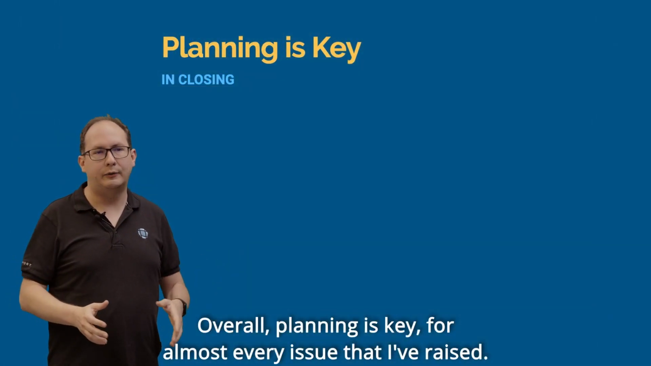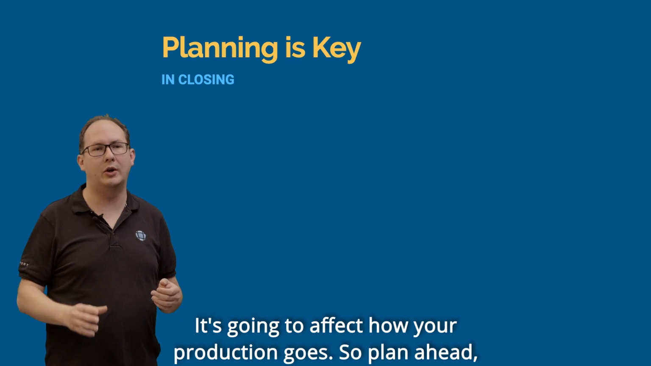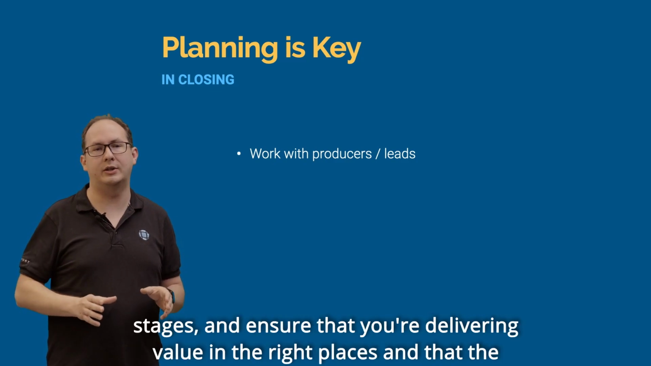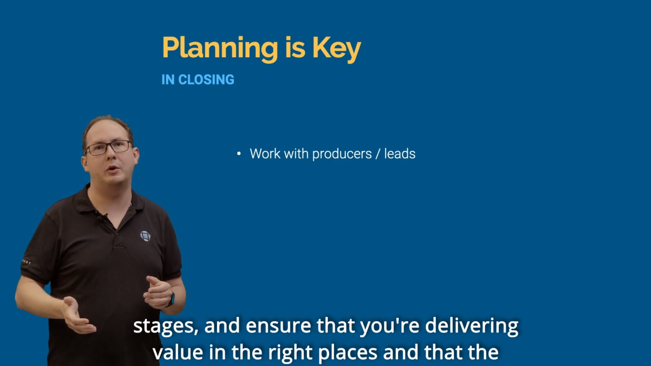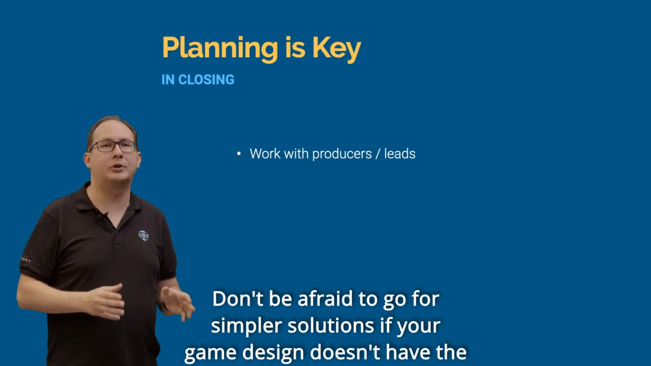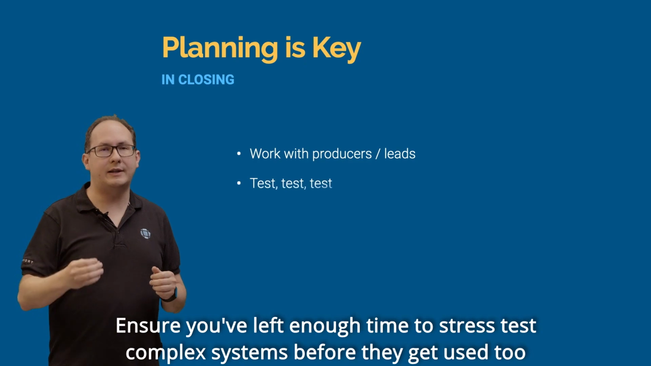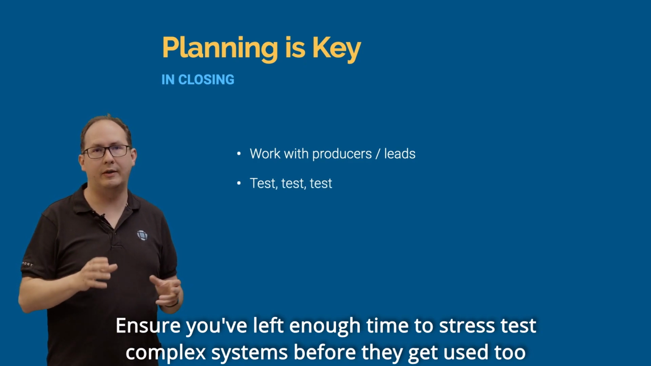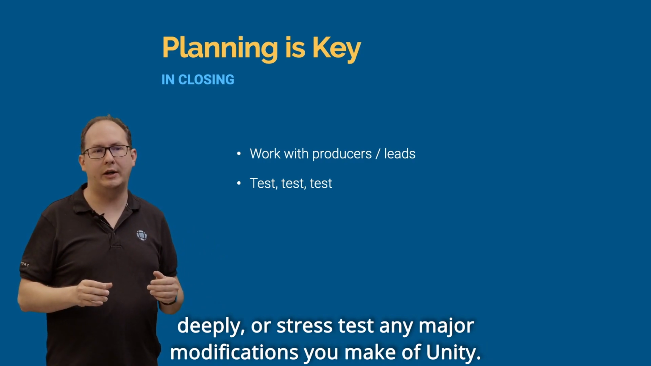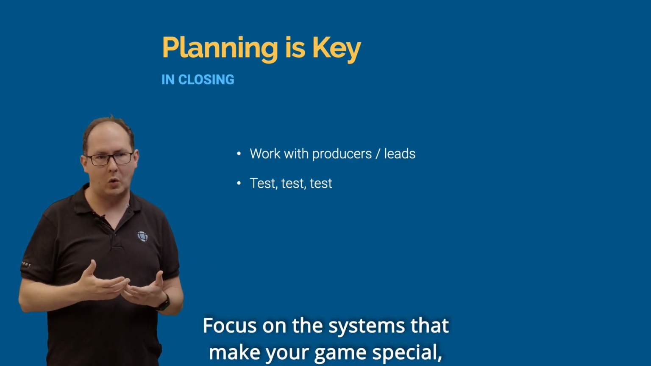Overall, planning is key. For almost every issue that I've raised, it's going to affect your workflows, it's going to affect how your production goes, so plan it in ahead. Work with the producers and leads during the pre-production and production stages and ensure that you're delivering value in the right places and that the workflows are working for everybody. Don't be afraid to go for simpler solutions if your game design doesn't have the complexity required. Ensure you've left enough time to stress test complex systems before they get used too deeply, or stress test any major modifications you make of Unity. You don't want to get too deep in saying you need to save the entire game state and then discover your system isn't going to work.